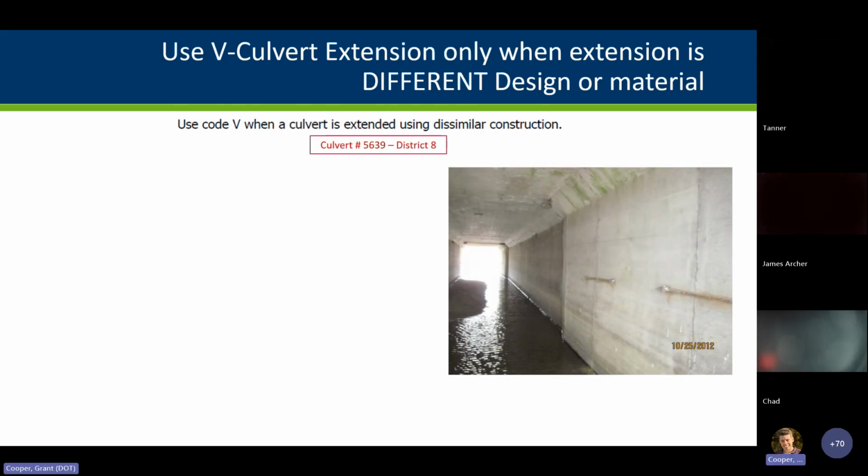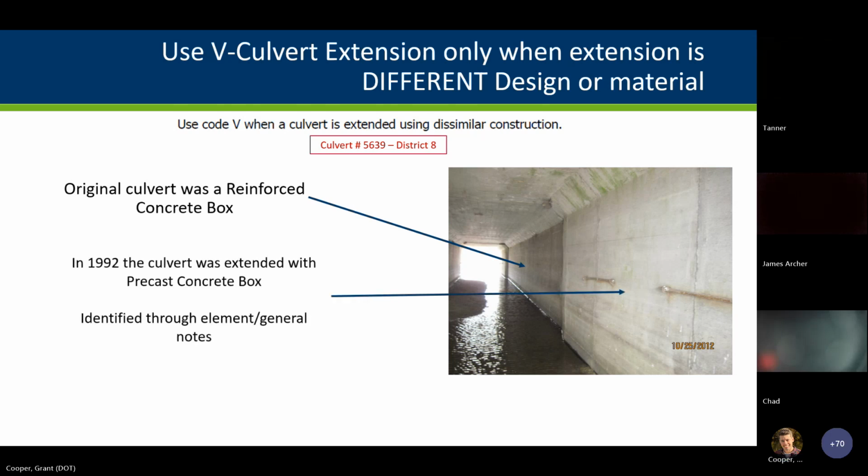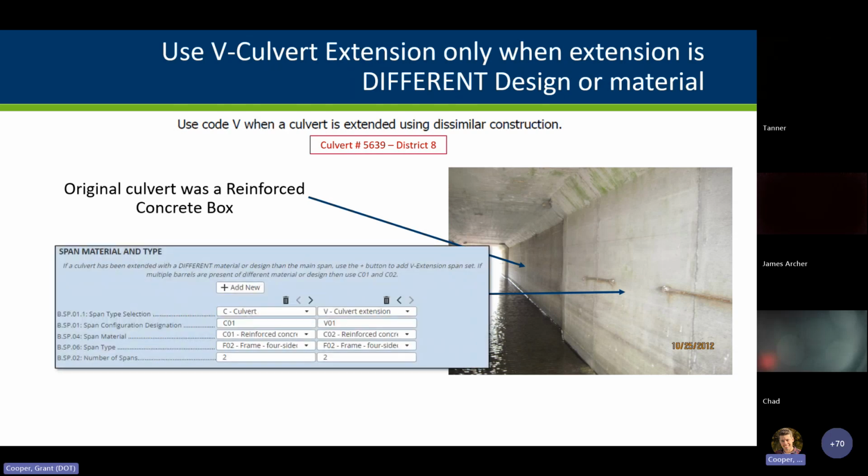Another example that might be a little tougher to see. So the original construction was a reinforced concrete box. Later, precast box was added to the structure along the barrel length. And so we would still add the culvert extension here because it is a different design.